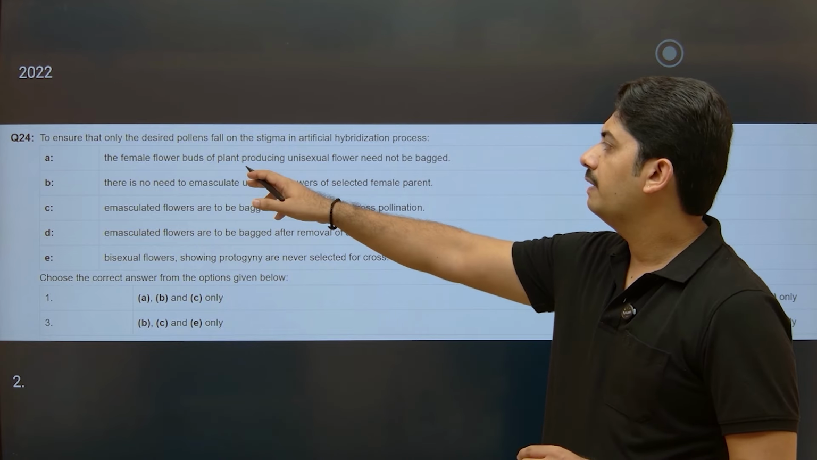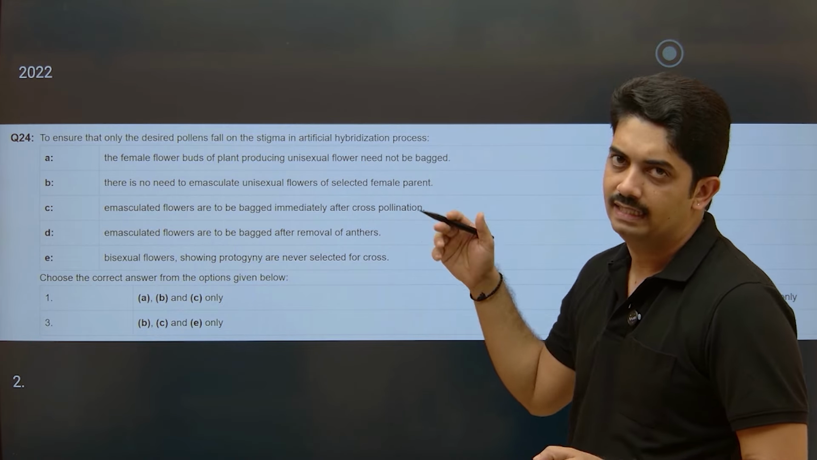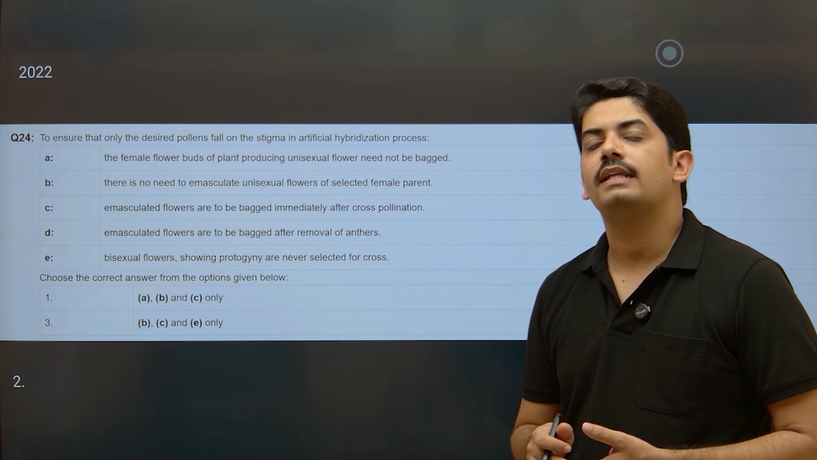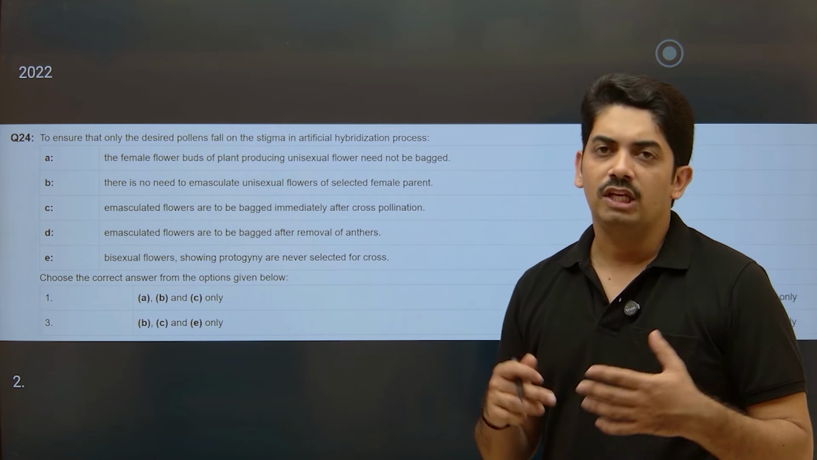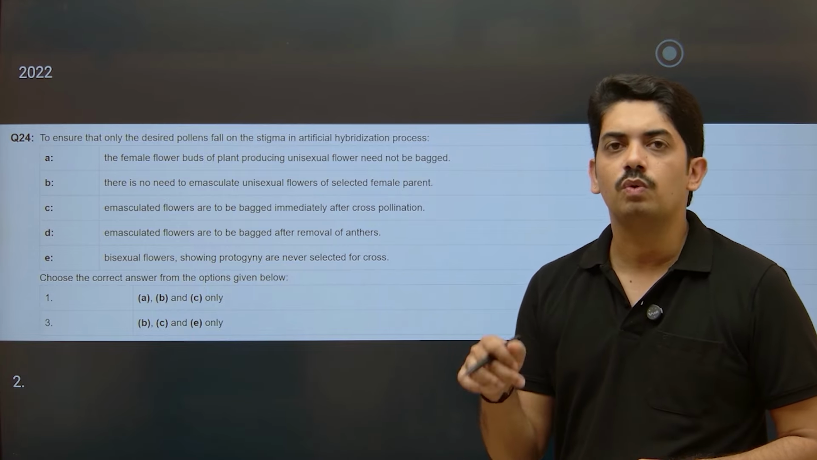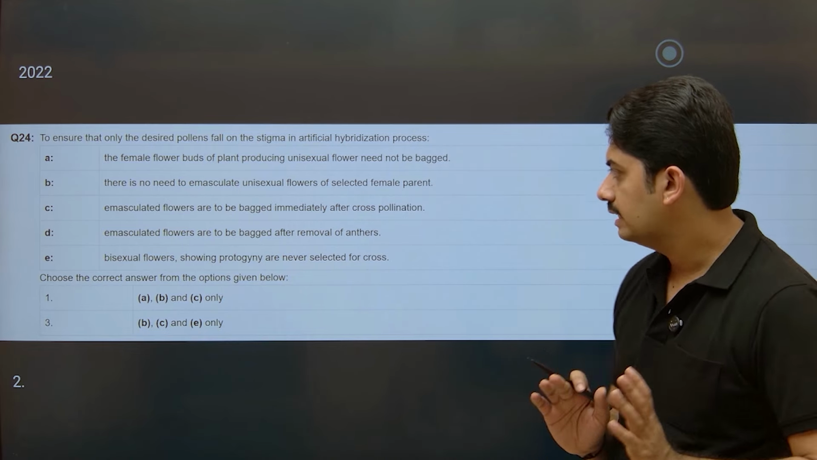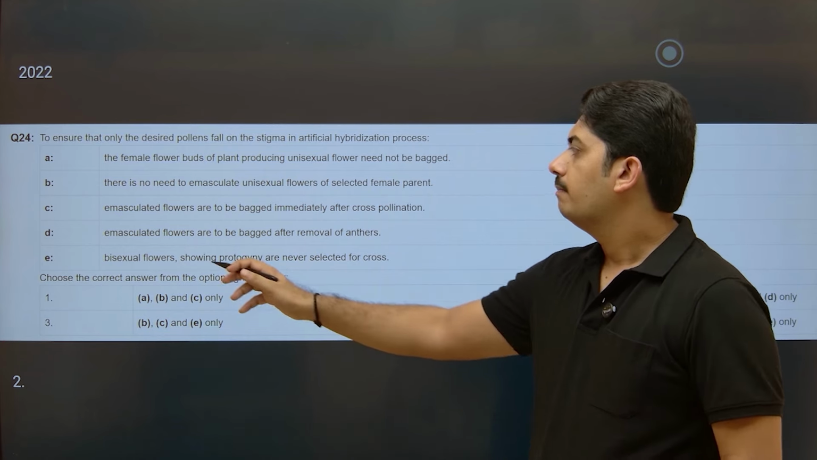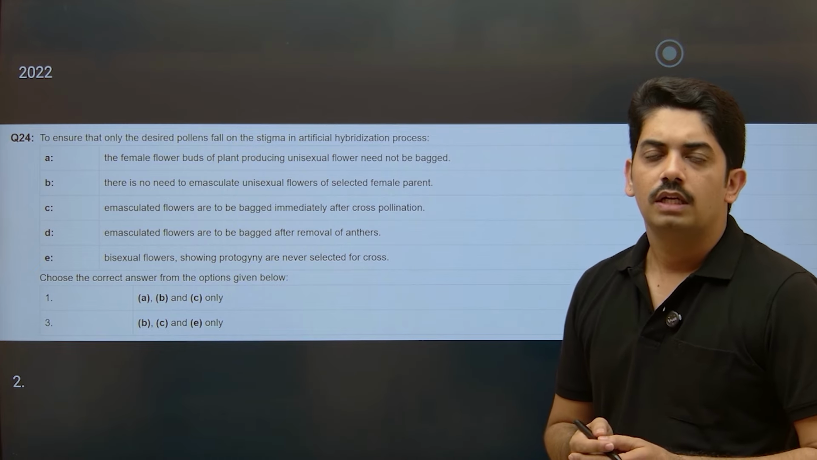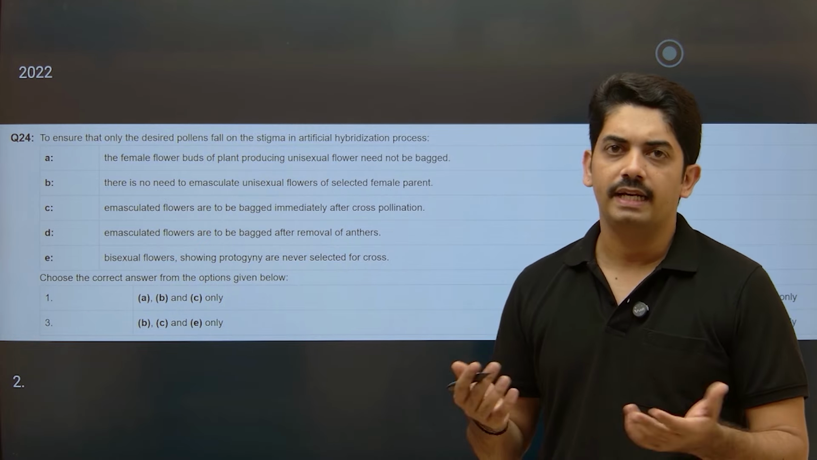Why? Because female flower buds of the plant producing unisexual flowers need not be bagged. They have given it has to be bagged because you are avoiding the contamination of the stigma by any of the pollen grains except the pollen grain which has desirable character. You collect it to transfer. Remaining all the pollen grains should not enter the stigmatic surface. This is correct. Incorrect statement: bisexual flowers showing protogyny are never selected for cross. It's not like it should not be taken, because if it is a desirable plant, you can take it for the procedure.